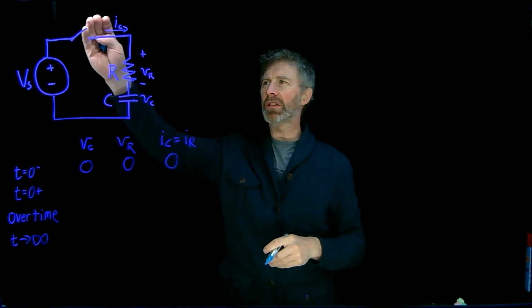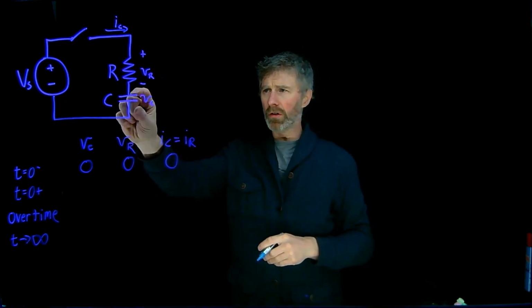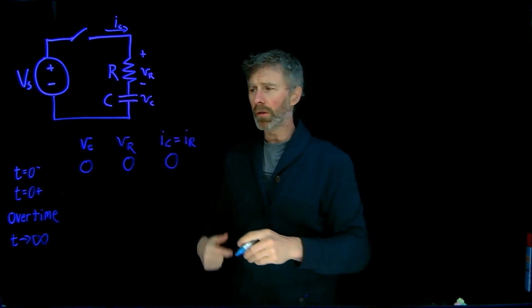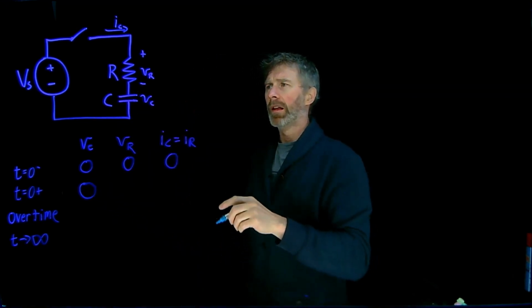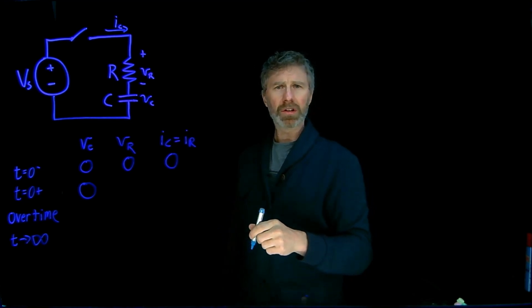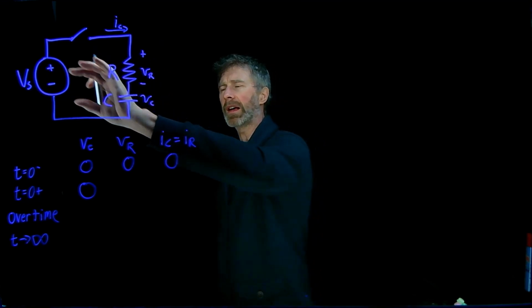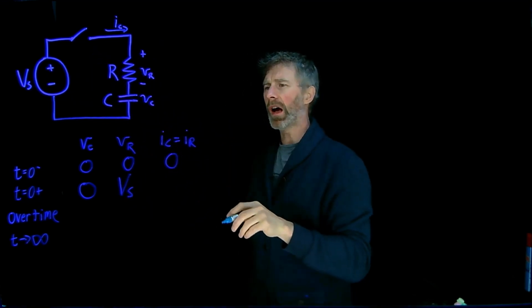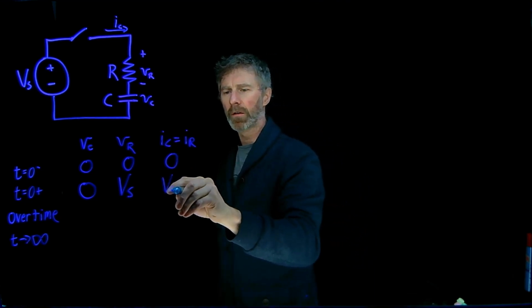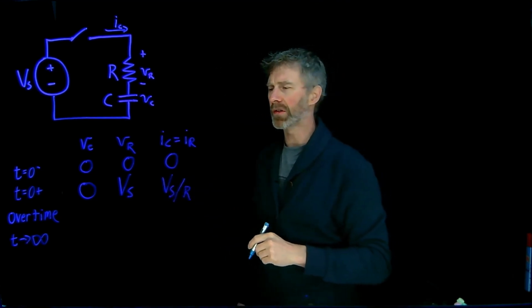Now the instant the switch closes, we make a complete circuit. We're starting with no charge on the capacitor, so the voltage on the capacitor at that instant is going to be 0. In order for Kirchhoff's voltage law to be true, the voltage across the resistor has to equal the voltage from the source. And if we have voltage across the resistor, the current through the resistor will be whatever that voltage is divided by that resistor.